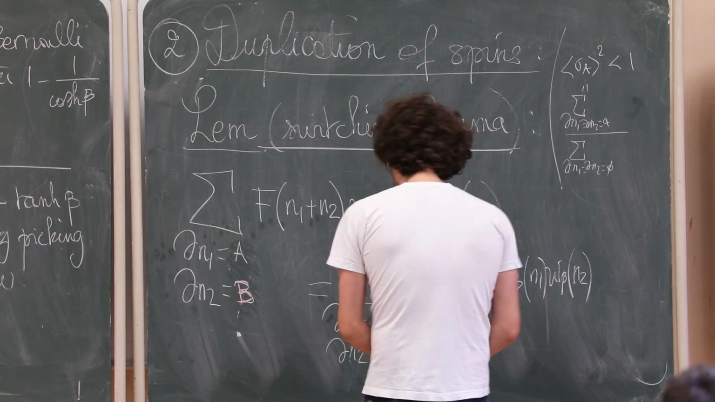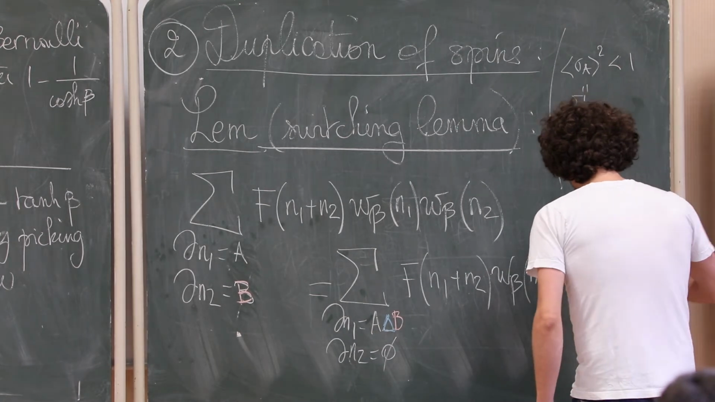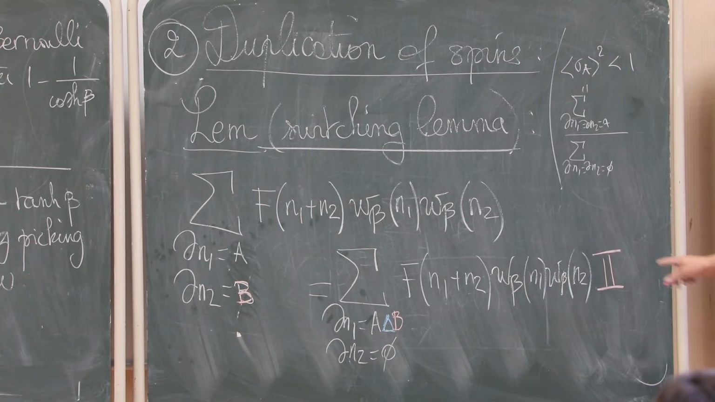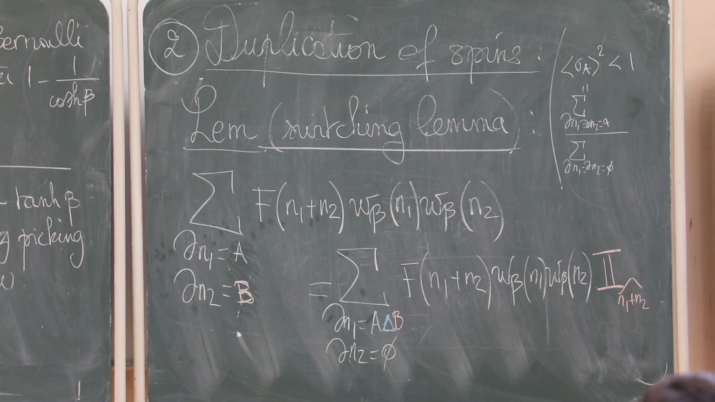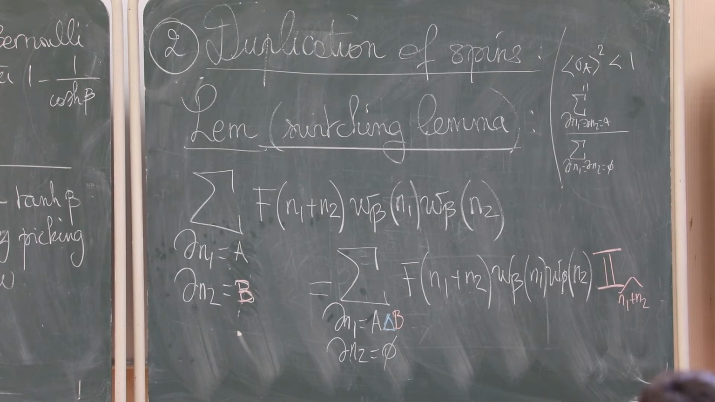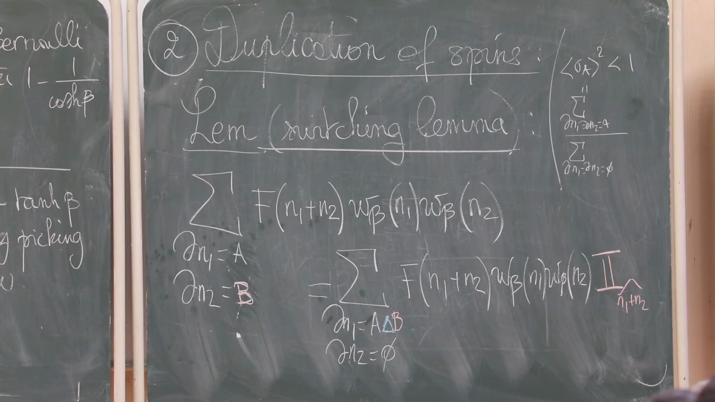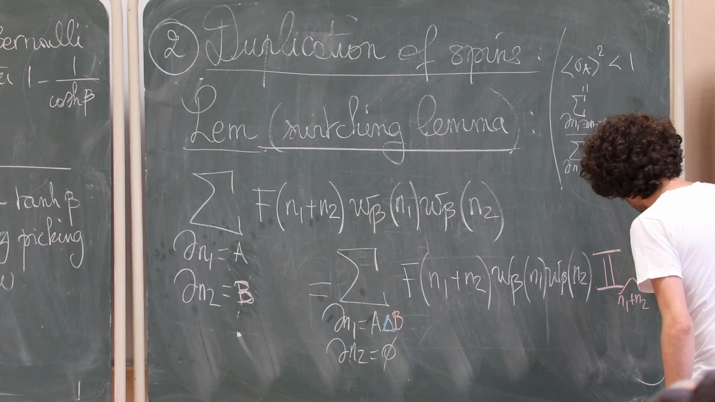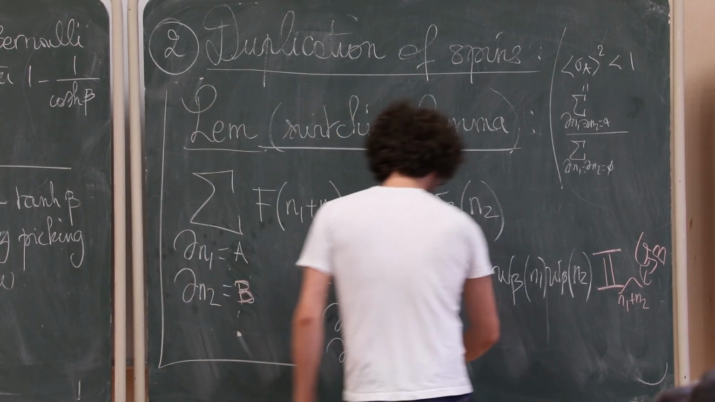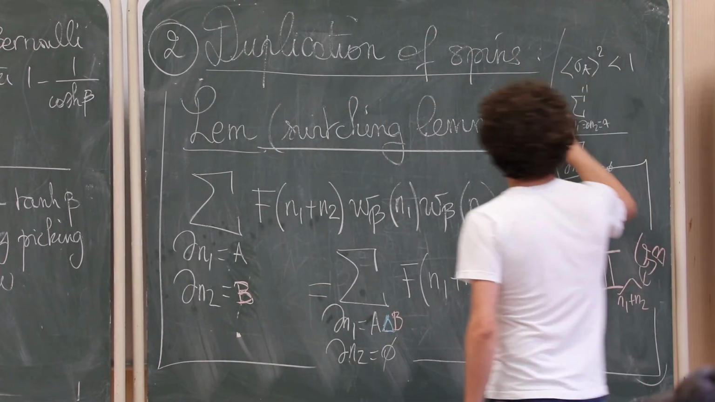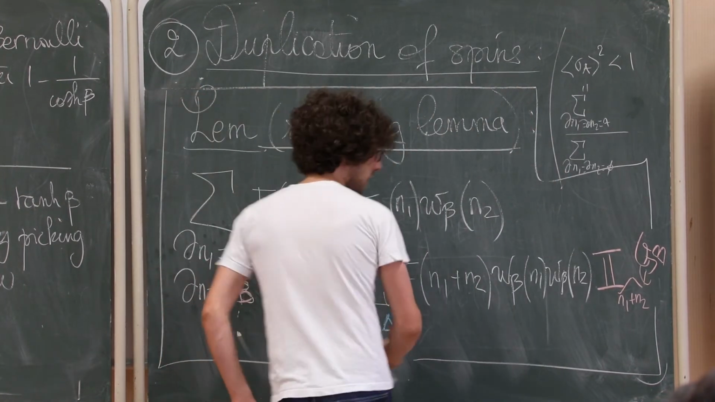But the beautiful thing about the switching lemma is that the difference is not very big. The difference is just that N1 plus N2 hat, so the trace of the sum of the two currents, needs to satisfy something, and what it needs to satisfy is that it needs to be in F_B, the event that I introduced for the random cluster model. So this is the switching lemma.